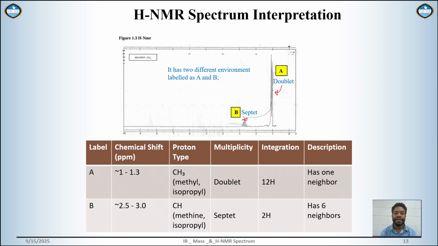Label B is a septet at approximately 2.5 to 3 parts per million. The proton type identified here is methine CH, and it's a septet. Why? Because it has 6 neighbors. According to the n+1 rule, it is a septet and its integration is 2H.